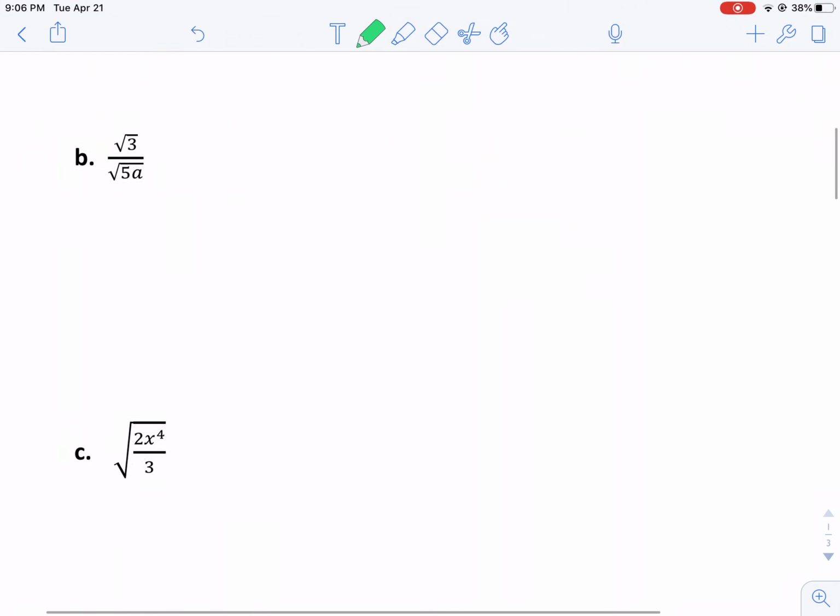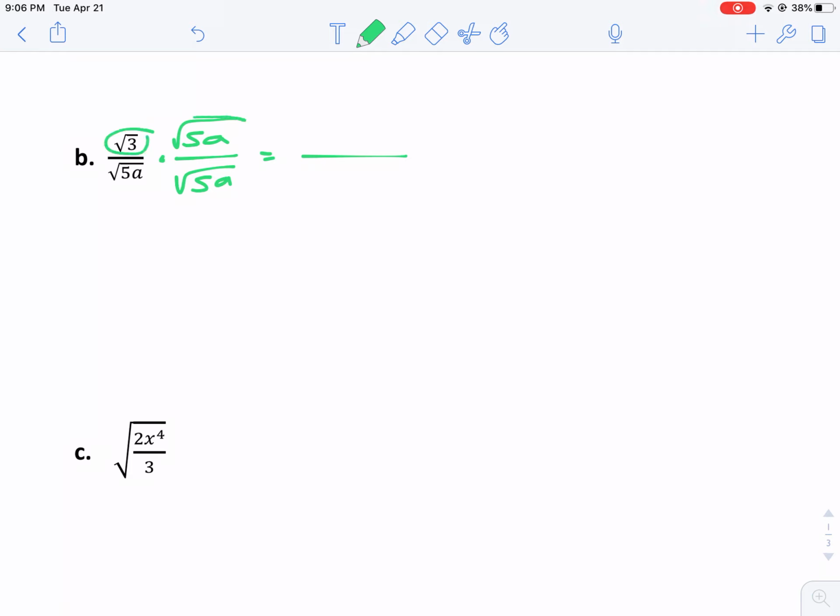All right, for B, we have root 3 over root 5a. So again, the thing we cannot have is that root 5a. So we need to multiply by root 5a over root 5a. In the numerator, root 3 and root 5a would become root 15a. So those numbers inside the radicals are going to get multiplied together. And then root 5a times itself would become regular 5a.